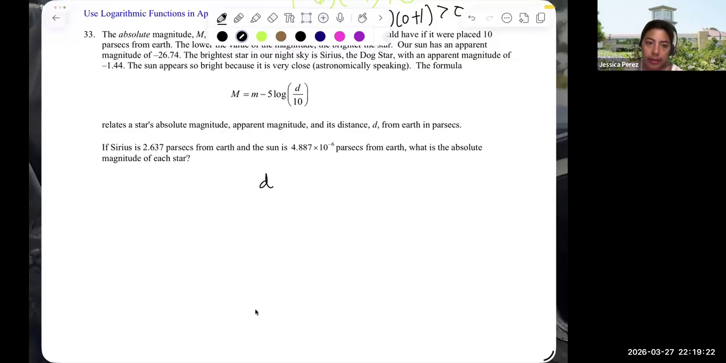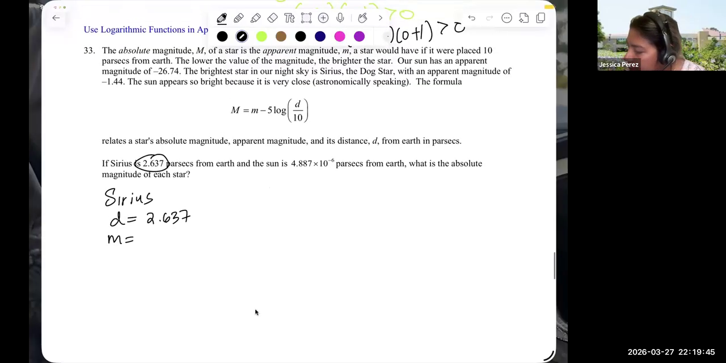We have two things. We have the Sirius distance and the sun distance, and we're going to look at the differences. So we're going to have a comparison here. So we have the Sirius one. The distance is going to be 2.637 parsecs. That's the distance away from the Earth. Little m is what's given. The apparent magnitude is -1.44. Now, we're interested in identifying the value of M.